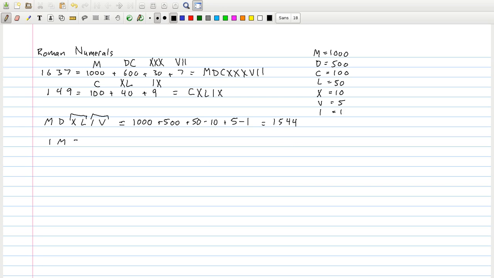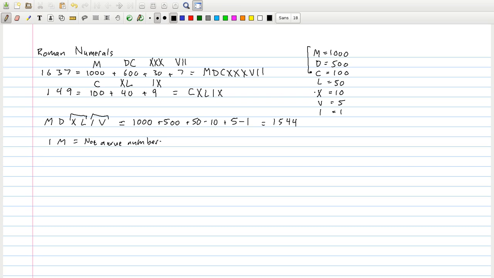On this last problem, I want to point out a technicality on here. We can't group symbols together in the wrong order that are too far apart. C is the only symbol that can come directly before M or D in a subtraction. So if we have IM, this doesn't make any sense. This is not a true representation in Roman numerals. We can only subtract C from D or M. We can't subtract I from M.